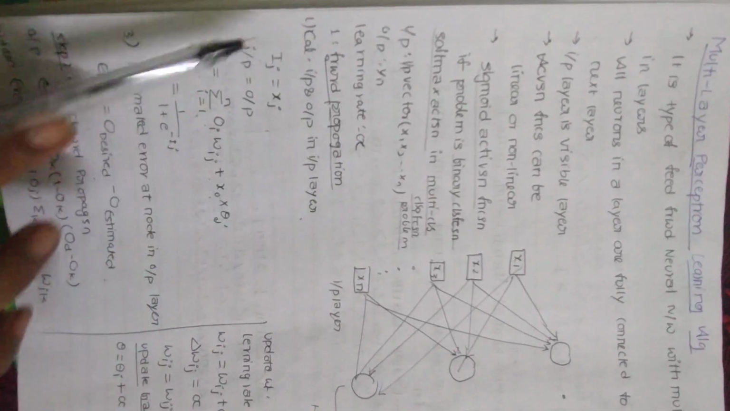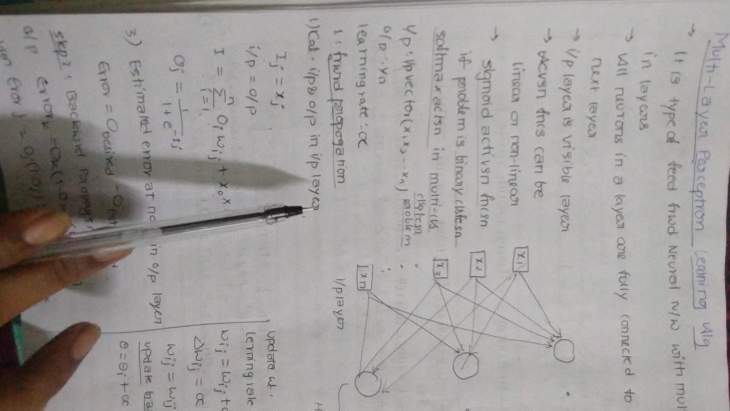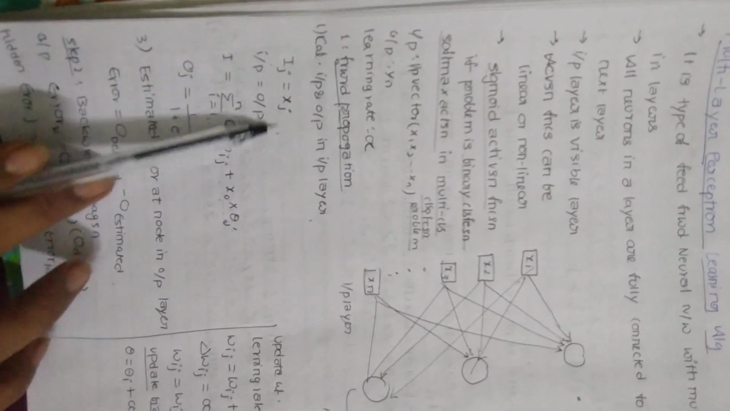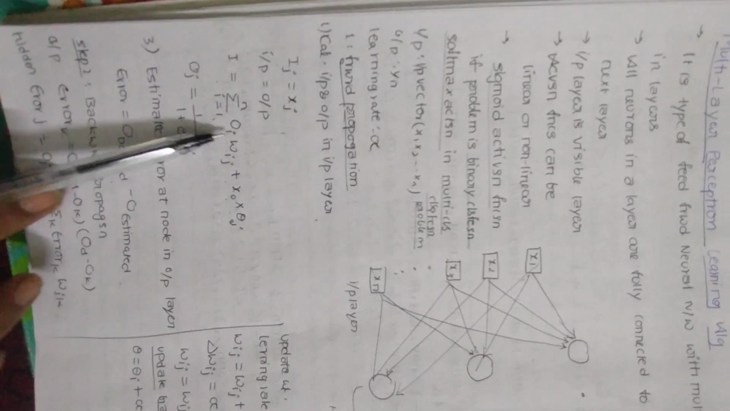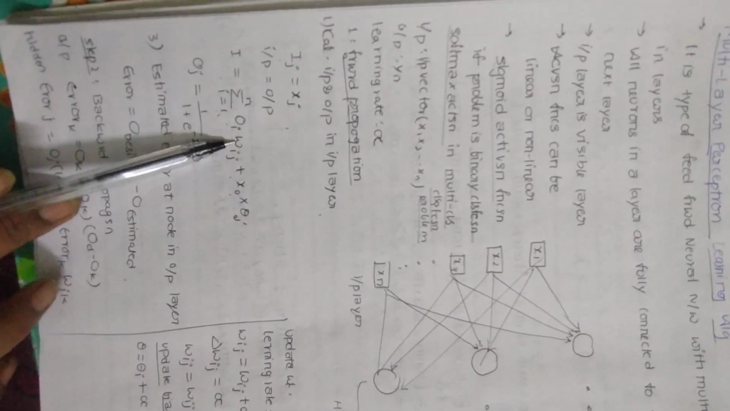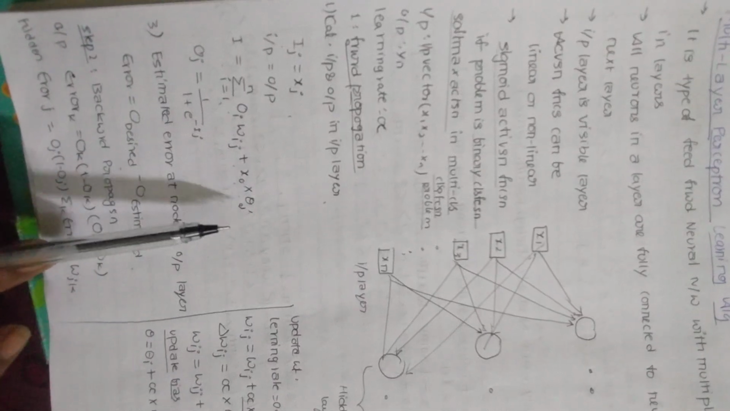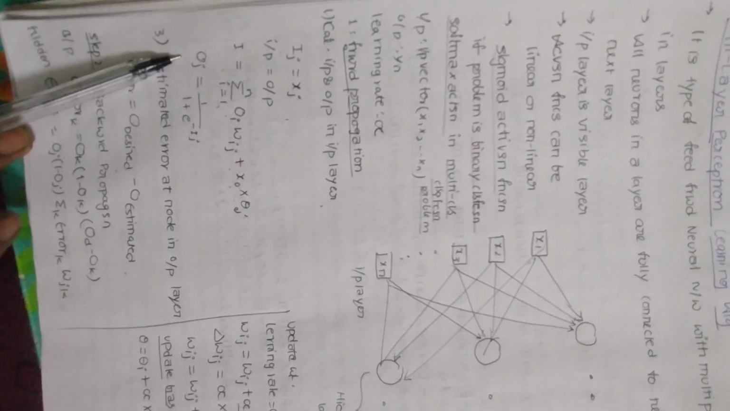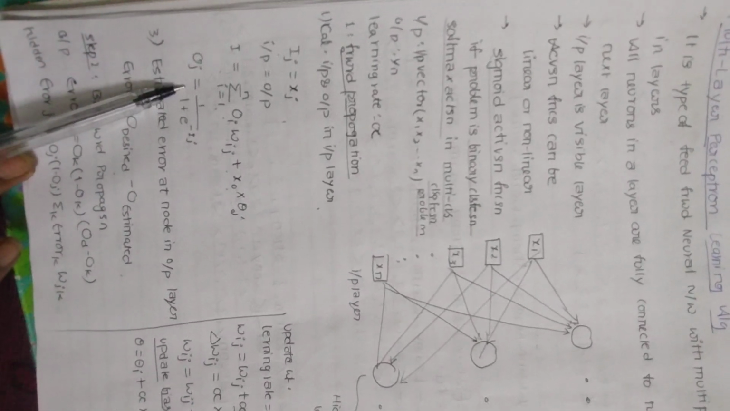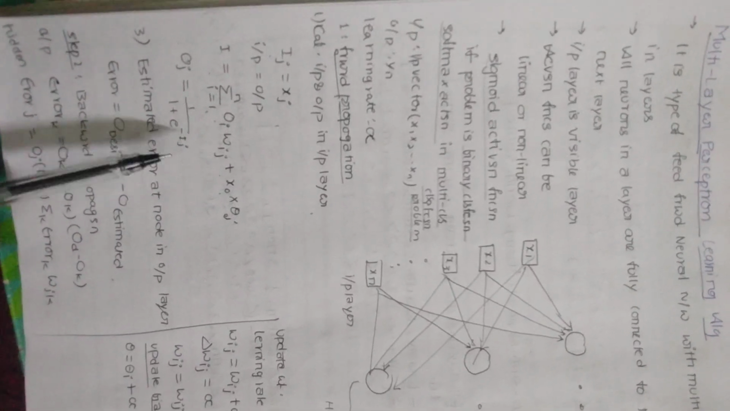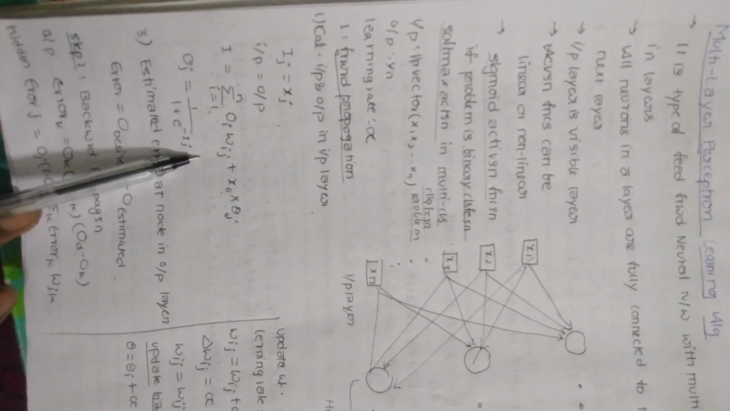In forward propagation, we will calculate the input and output in the input layer. Here the input is equal to the output, Ij equals xj. Ij is the summation from i equal to 1 to n of Oi wij plus x0 into theta j. And the other formula we use here is Oj equal to 1 by 1 plus e power minus Ij.